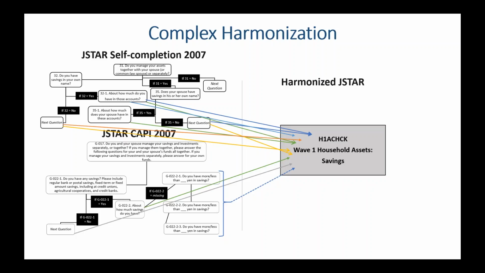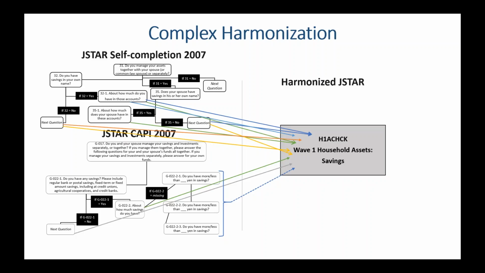And the interviewer gets to decide, so more or less than 10,000 yen. And if the person says more, then the interviewer can say, okay, well, do you have more or less than 20,000 yen? The idea is you can get a range, because we have a lot of missing values in financial data. So you can get a range of what will be acceptable values.